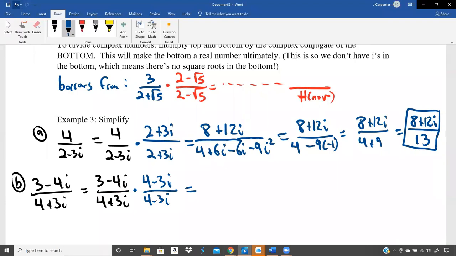Okay, now we're going to have to FOIL the top and the bottom. Again, the top can be whatever it turns out to be. It's the bottom that has a special form in the end. For the top, 3 times 4 is 12. 3 times negative 3i is going to be negative 9i. Negative 4i times 4 is going to be a negative 16i. And then negative 4i times negative 3i would be a positive 12i squared.